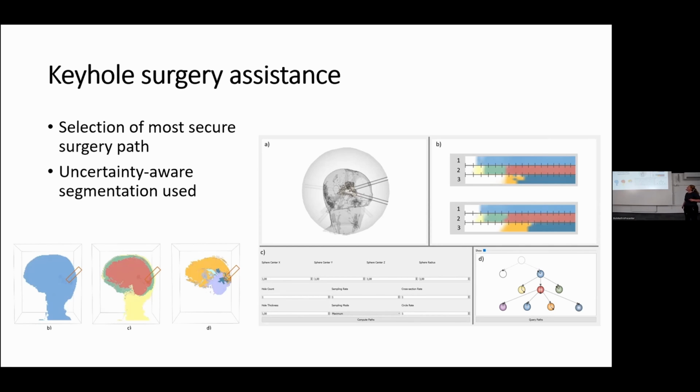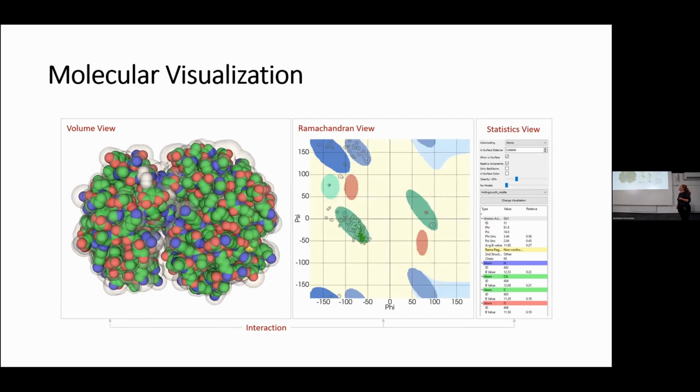What you also see is, as the segmentation is uncertainty aware, so we have this transition between classes, you can also see how uncertain those classifications are. So if you have mixed colors or something, you're not really sure if you're touching the type of tissue that you're thinking about. The last example is a molecular visualization.